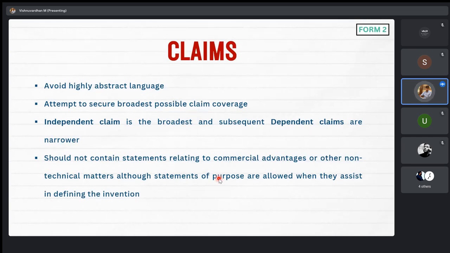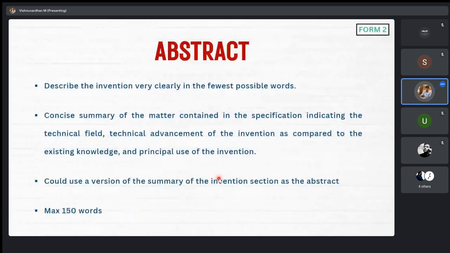All this is very advanced. You guys don't have to worry too much about this. So just to give you an idea of what claims are. And lastly, about the abstract, not too important at all. Maximum of 150 words. Just copy whatever you've written in the summary, just rephrase it.